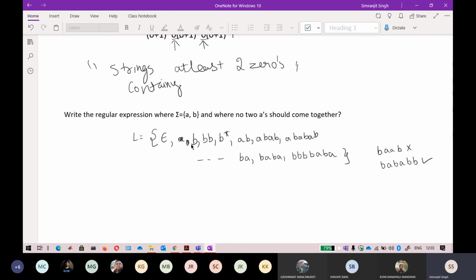I think your building block should contain this B star. That is necessary. After that, it can either be AB or it can be B. So just try it yourself. See what regular expression you can derive for this one. Keep that in mind, there should be no two A's. Just try and post the solution.